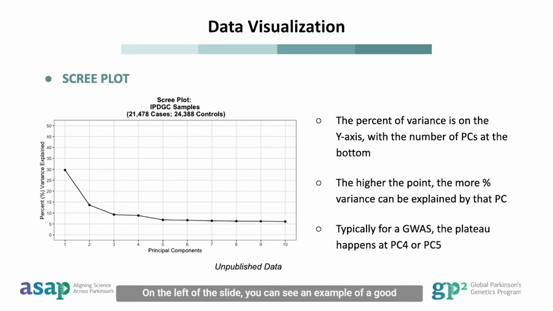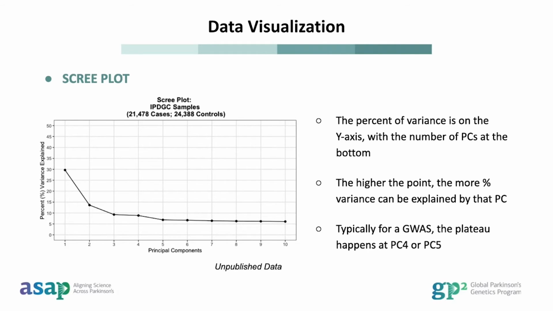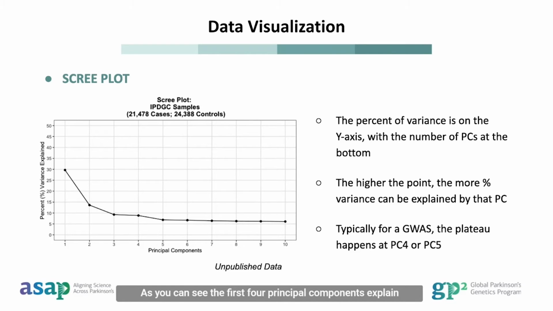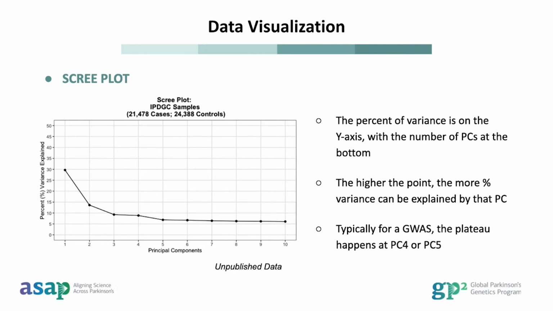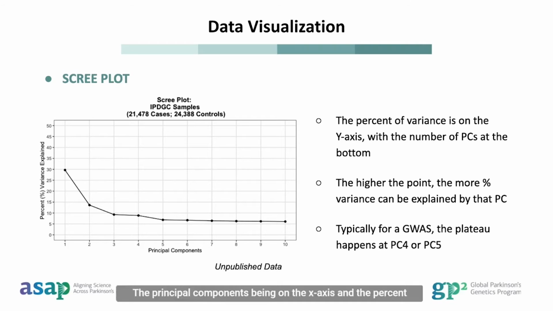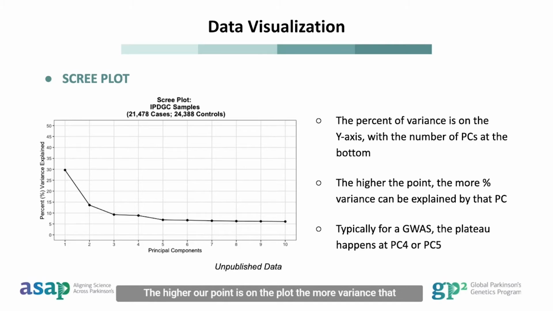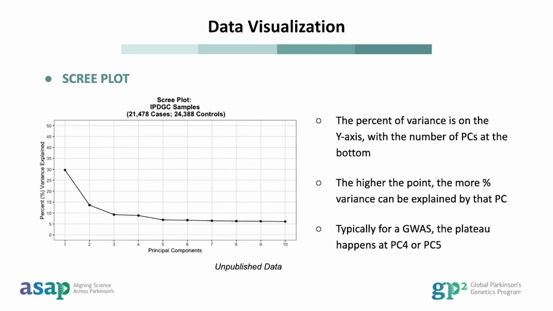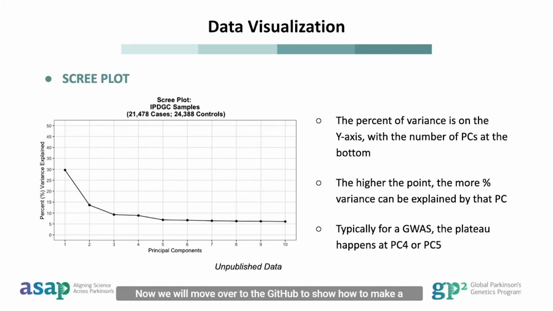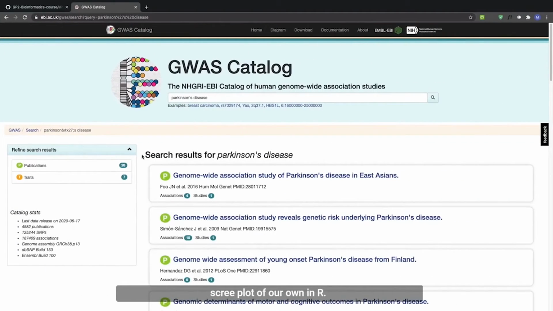On the left of the slide, you can see an example of a good scree plot. This is a plot made from the IPDGC samples that were later used for the META5 Parkinson's disease GWAS, published by Mike Nalls and many others on behalf of IPDGC. As you can see, the first 4 principal components explain about 65% of the variance seen in the data. The principal components being on the x-axis and the percent variance on the y-axis. The higher a point is on the plot, the more variance that can be explained by that component. Now we will move over to the GitHub to show how to make a scree plot of our own in R.